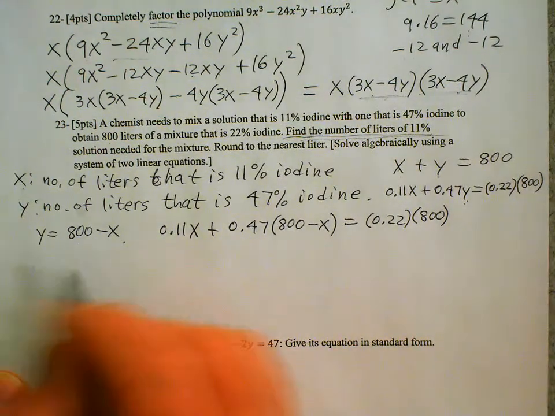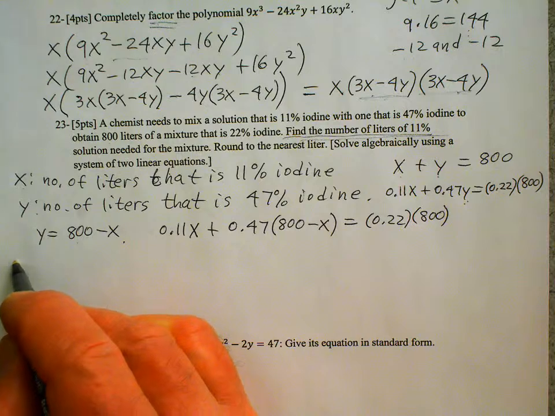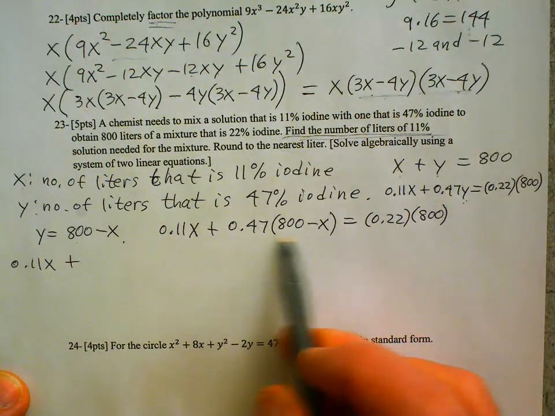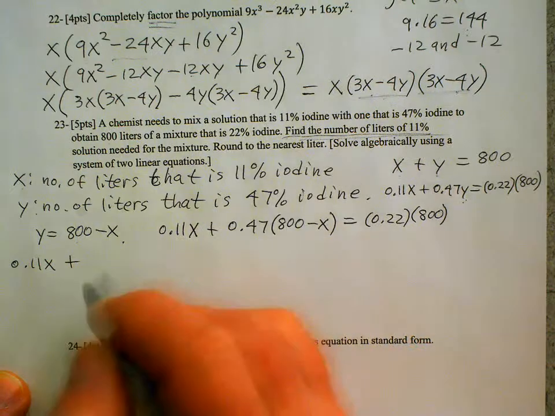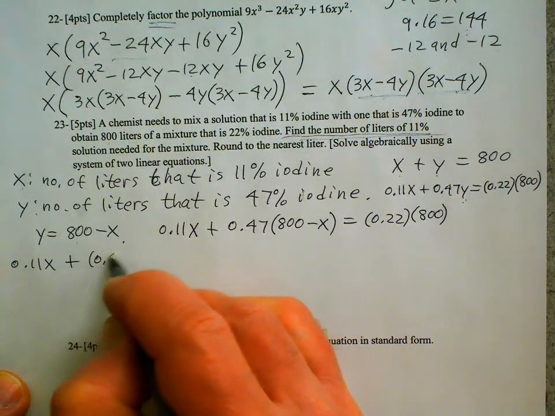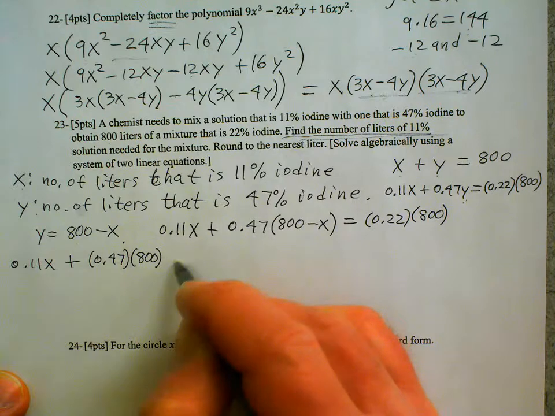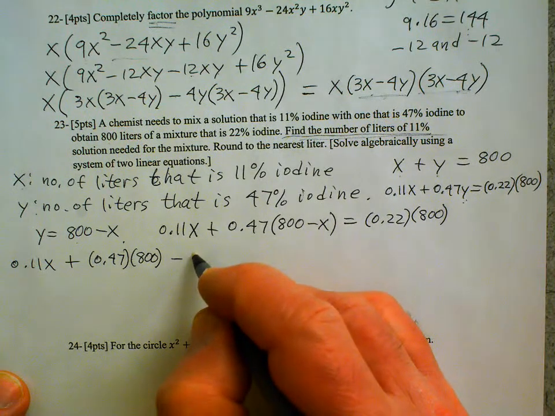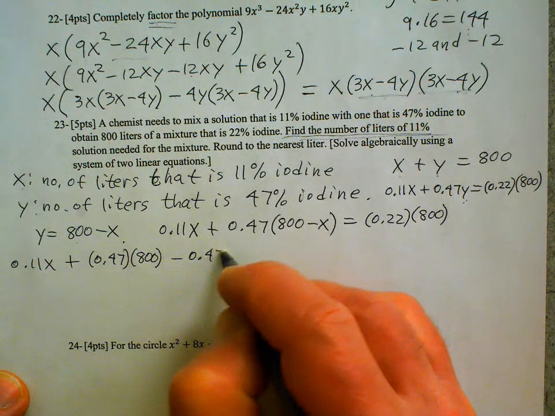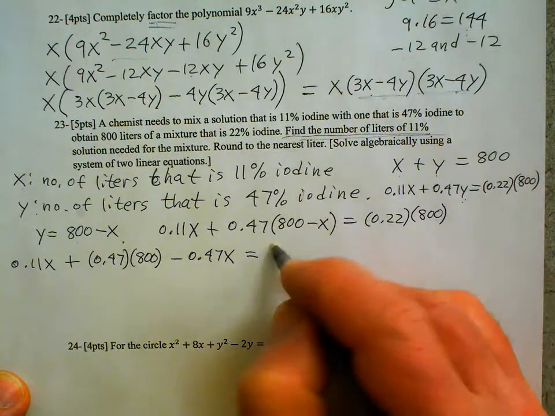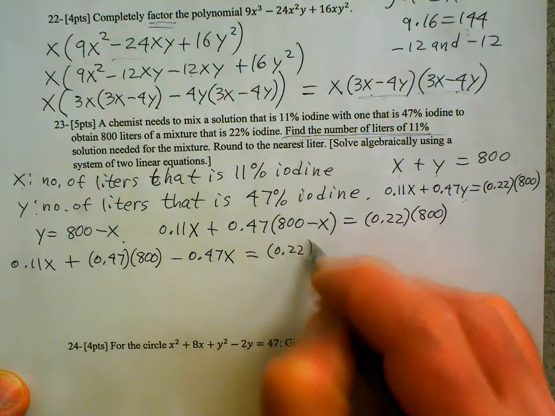So in the next line, we have 0.11x. And then if we distribute this, we get 0.47 times 800 minus 0.47 times x equals 0.22 times 800.